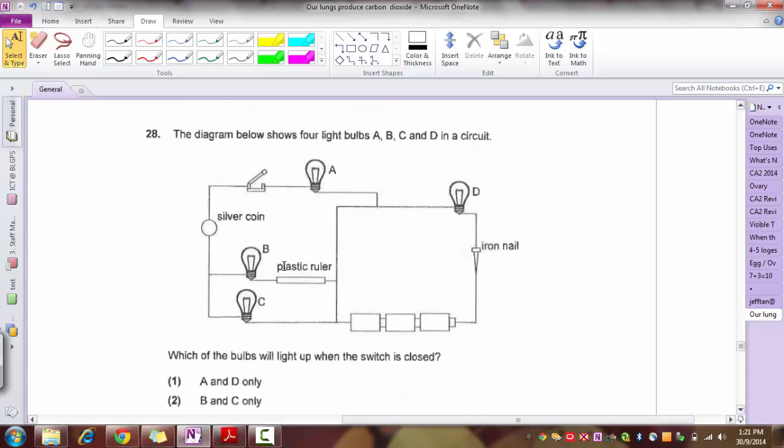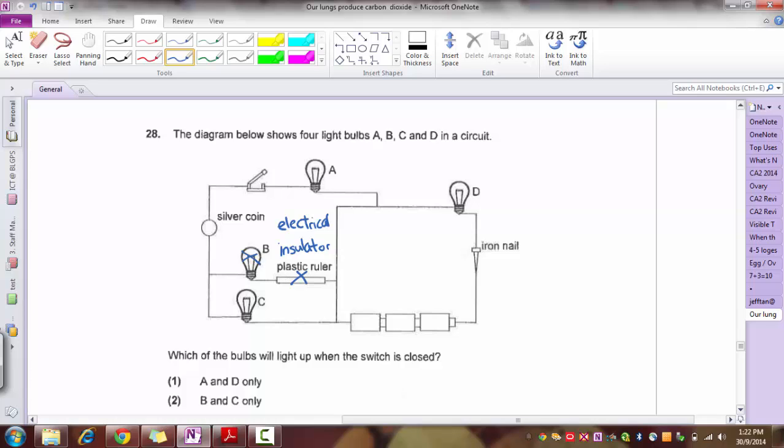Question 28. Which of the bulbs will light up when the switch is closed? Now, this is a plastic ruler. Plastic is an electrical insulator. So recall, electrical insulator means electricity cannot pass through. So no matter what happens, B will never light up.